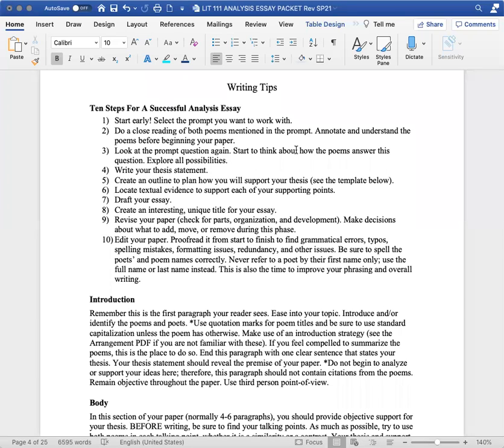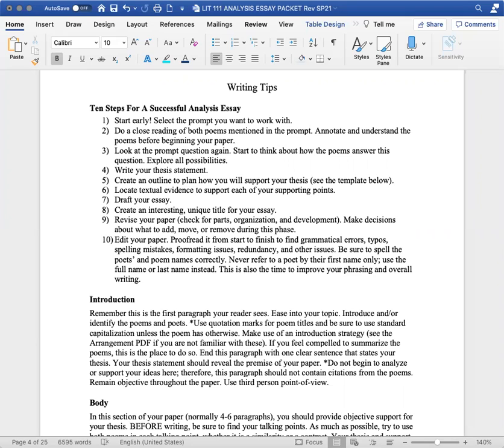I didn't write take a break, but I'm going to tell you, take a break between drafting and revising. There's 2 steps, revising and editing. When you revise, you're checking for the parts, the organization, and the development, meaning the content. What's there? How is it arranged? Do you have everything you need? So make decisions. Sorry, I lost my train of thought. Oh, what to add, what to move, and what to remove during this phase of correction.